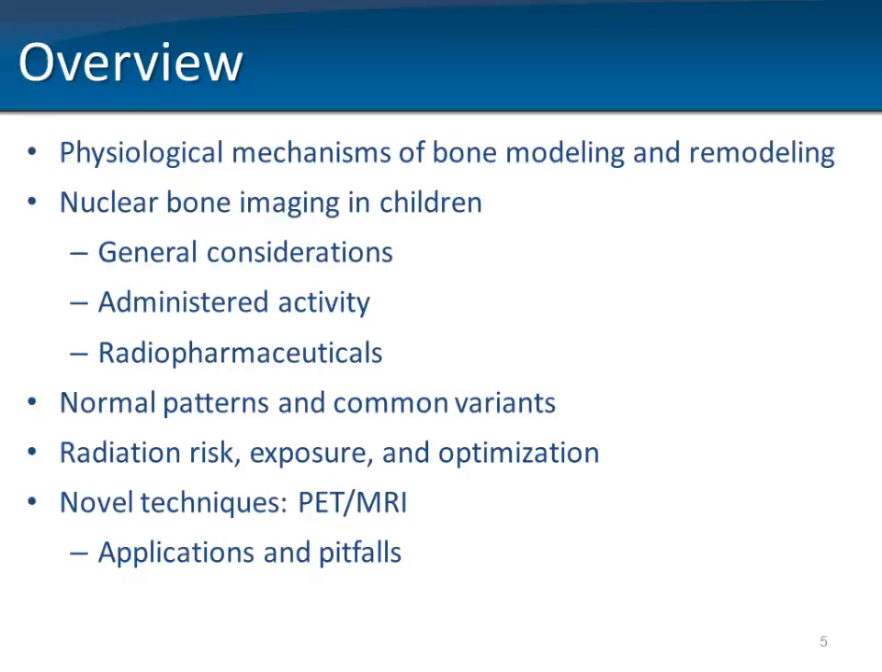Then some general considerations on nuclear bone imaging in children, some normal patterns and common variants, that is of course crucial, and with the advent of hybrid bone imaging, SPECT-CT, PET-CT, it has become very important also for us nuclear medicine physicians to know the basic anatomy and the common variants in order to avoid misdiagnosis. And of course, radiation risk, exposure and optimization is the core business and is especially important in young children.